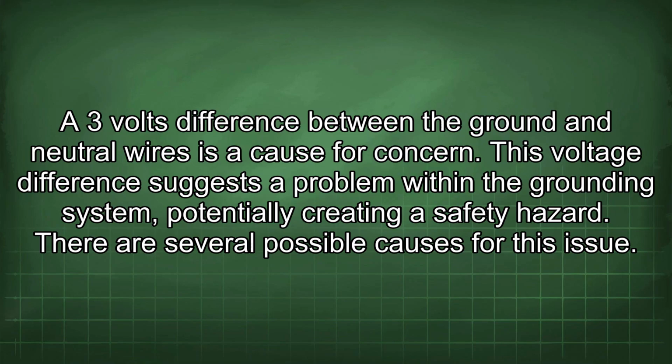3 volts difference between the ground and neutral wires is a cause for concern. This voltage difference suggests a problem within the grounding system, potentially creating a safety hazard. There are several possible causes for this issue.